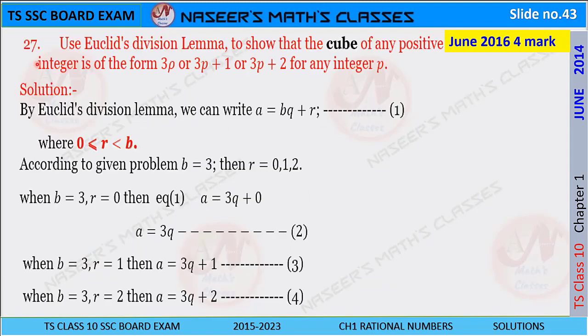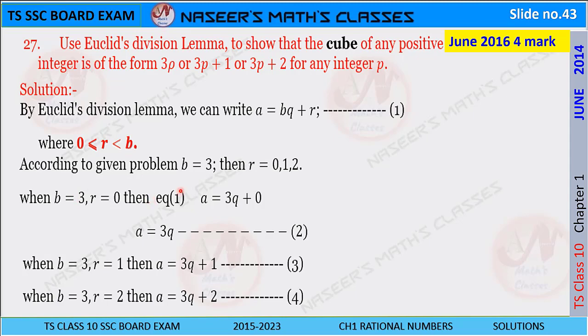We are going to solve 27th problem, Euclid's division lemma, to show that cube of any positive integer is of the form 3p or 3p plus 1 or 3p plus 2 for any integer p. So this is for 4 marks, June 2016. By Euclid division lemma, we can write a is equal to bq plus r, let this one as equation 1, where the condition is 0 less than or equal to r less than b.